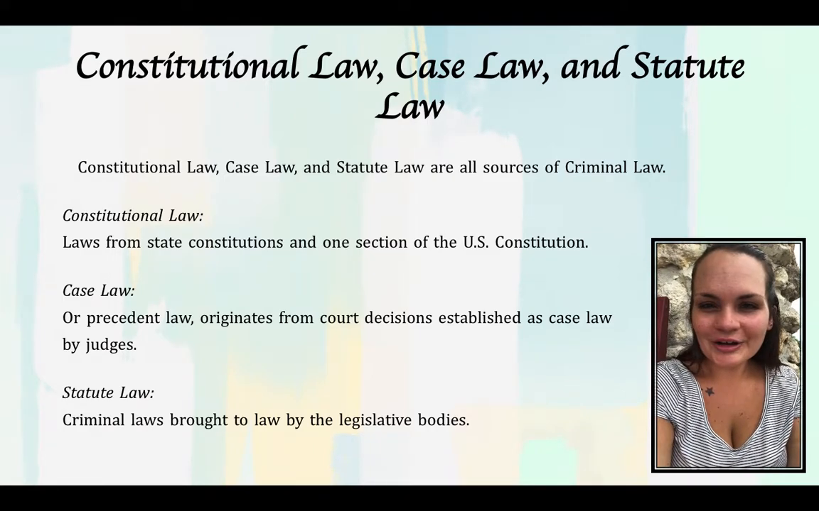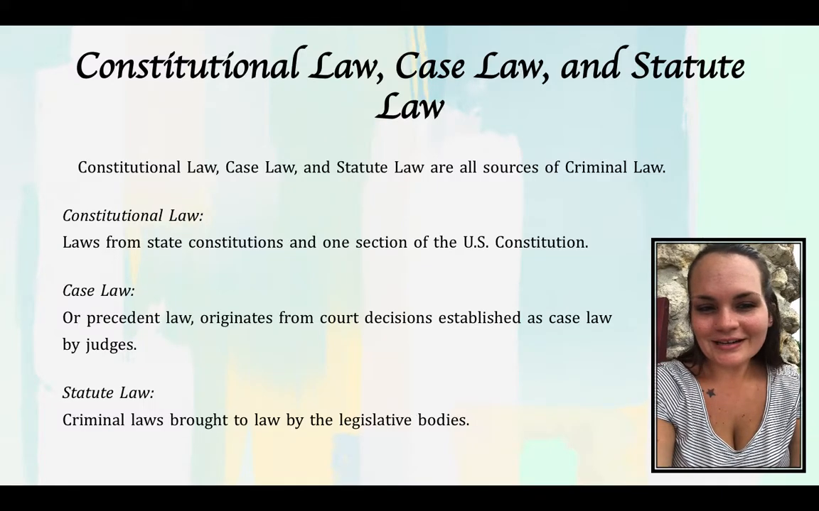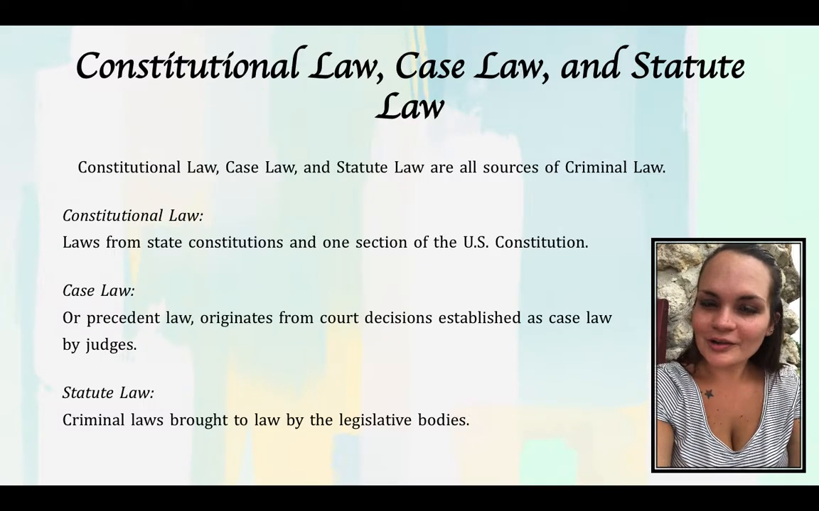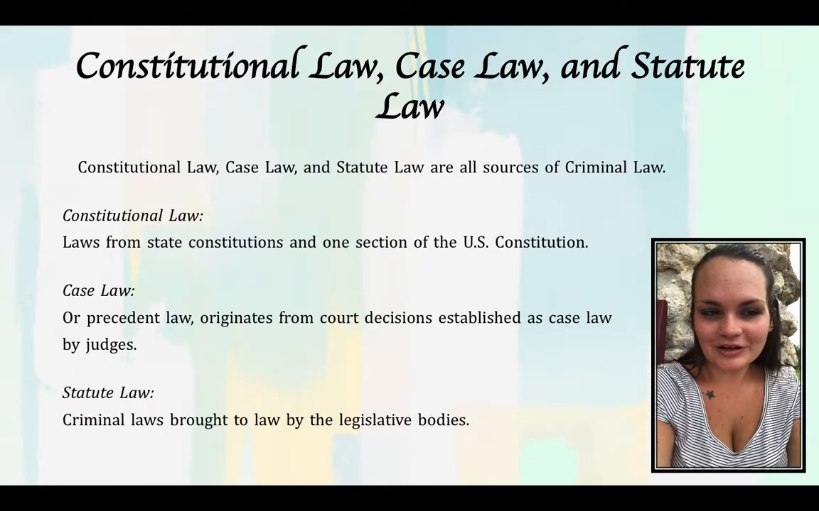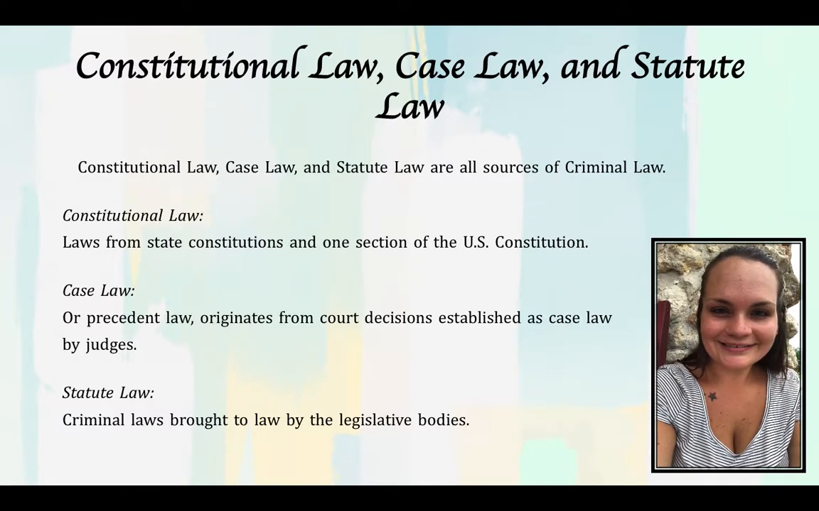Constitutional law, case law, and statute law. Constitutional law are laws from state constitutions and one section of the United States Constitution. Case law, also known as precedent law, originates from court decisions established as case law by the judges. Statute law are criminal laws brought to law by the legislative body.